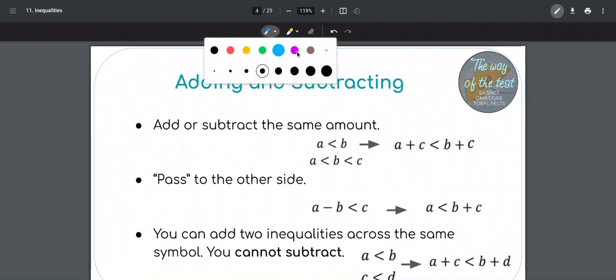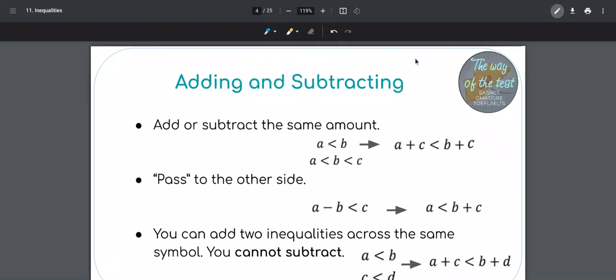Adding and subtracting across an inequality. When we have an inequality, we can add or subtract across the inequality sign. So when we're dealing with a linear inequality, we have a is less than b, so I can just add c to both sides. So a plus c is less than b plus c, nothing changes.